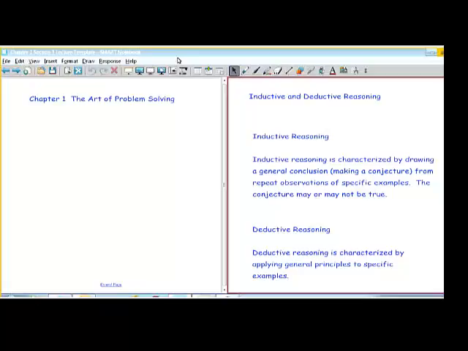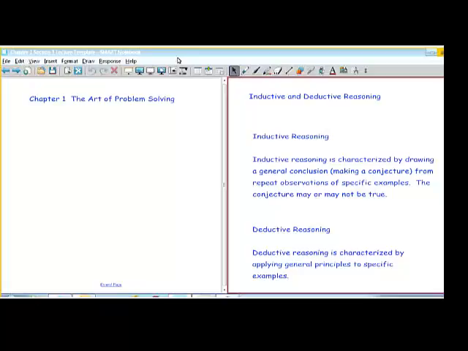Okay. So inductive reasoning is characterized by drawing a general conclusion, which is called making a conjecture, from repeated observations of specific examples. The conjecture may or may not be true. So this is kind of like running an experiment. You could run a formal experiment, or you could just observe people. Just observing nature is an experiment, but it's just a natural experiment. So, red sky in the morning, sailor's warning, or red sky at night, sailor's delight. That's kind of what that is.